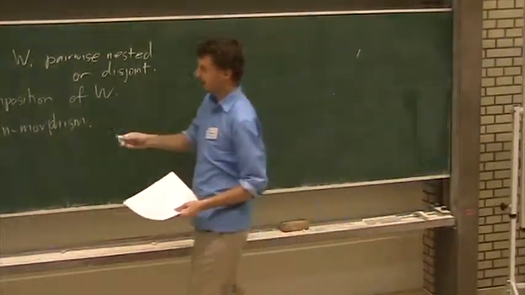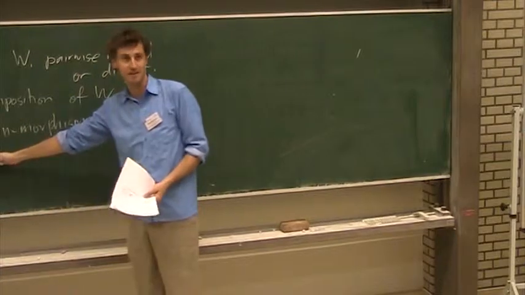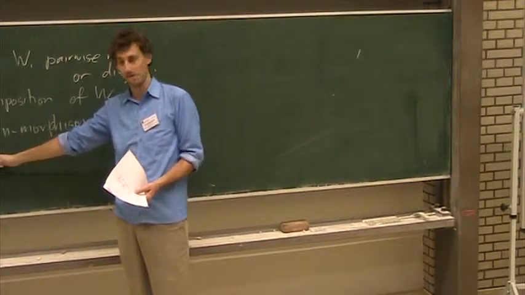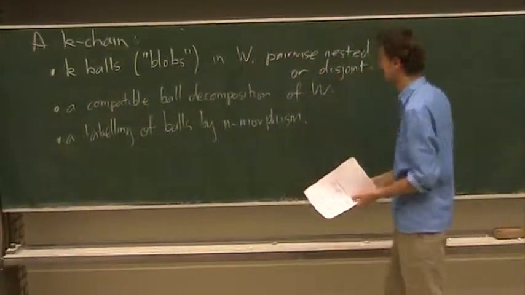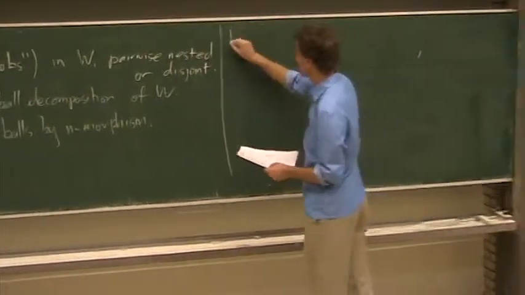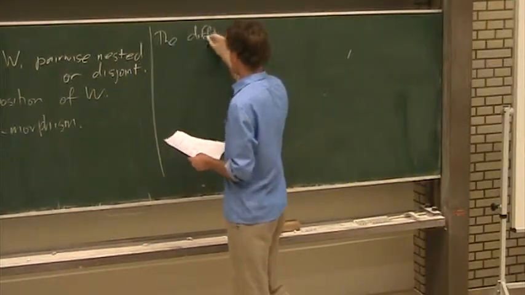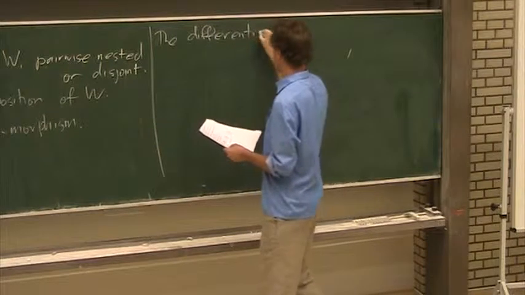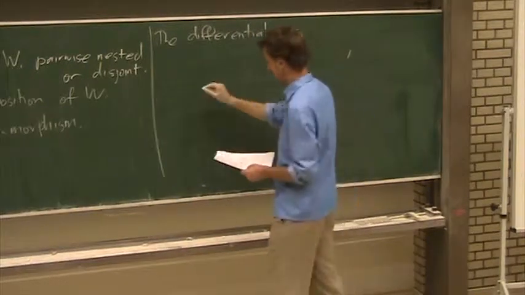Notice that the zero chain is exactly a representative in the colimit. It's just some decomposition, that one thing. The differential: let me just draw you a picture to tell you what the differential is.